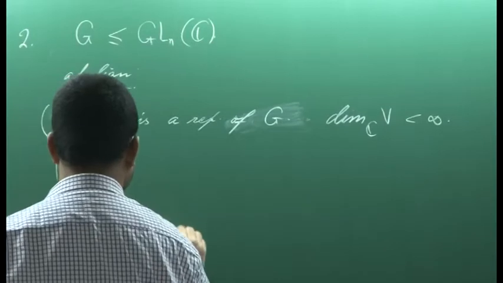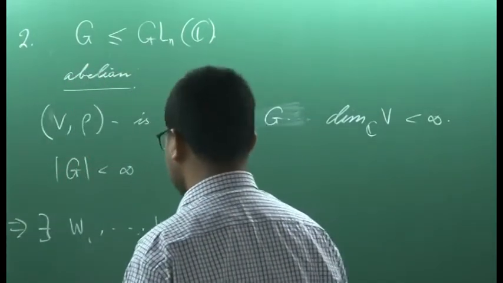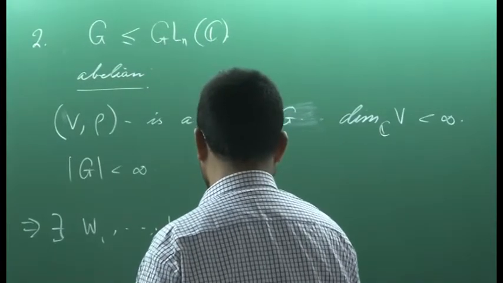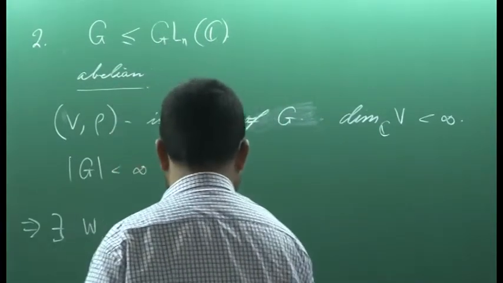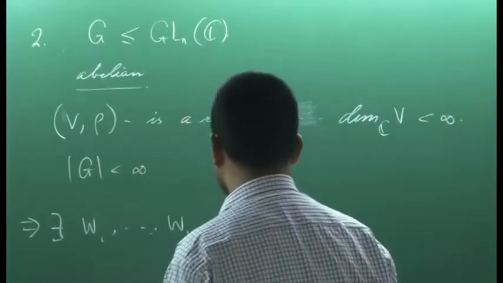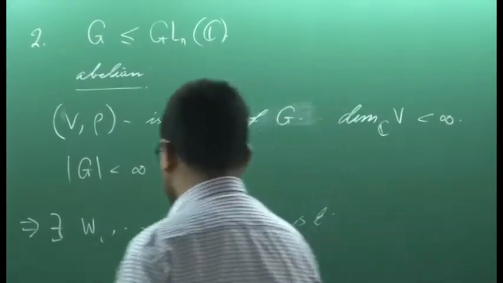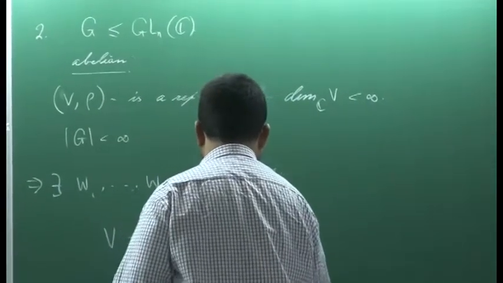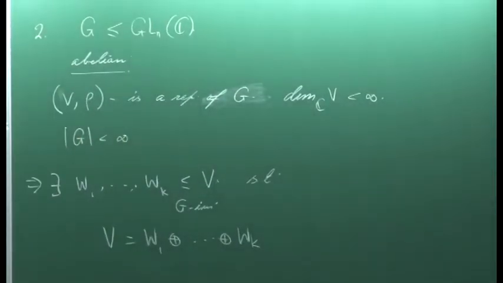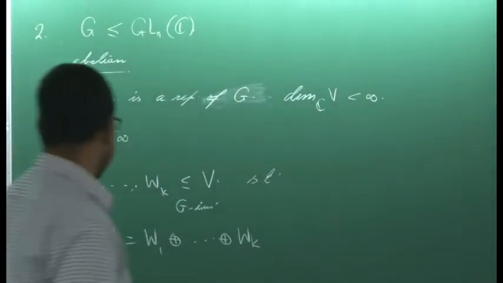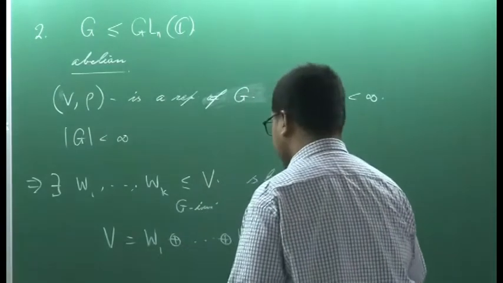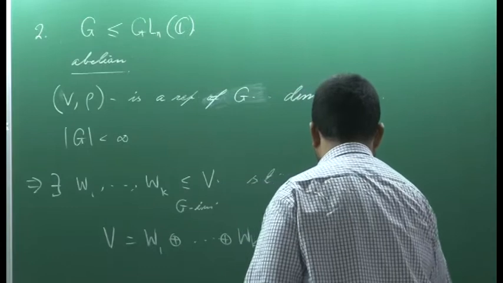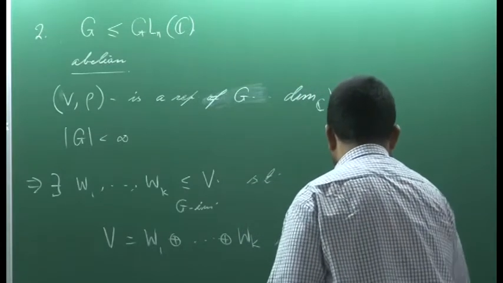subspaces W1 up to Wk, G invariant subspaces, such that V is their direct sum. So, this is what we proved. This is what is called Maschke's theorem, which we proved earlier, and each subrepresentation is irreducible.